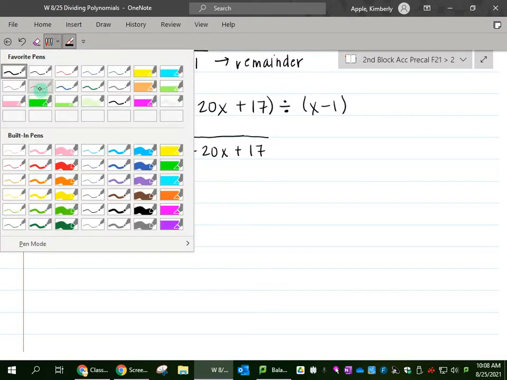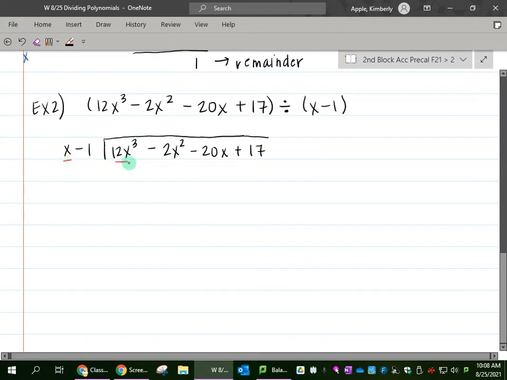So just like before, I'm going to look at the first thing and the first thing. And 12x to the third divided by x is actually just going to leave you 12x squared. So I'm going to put that here above the other squared number. So I've divided. Now I will multiply. So 12x squared times x is 12x to the third.